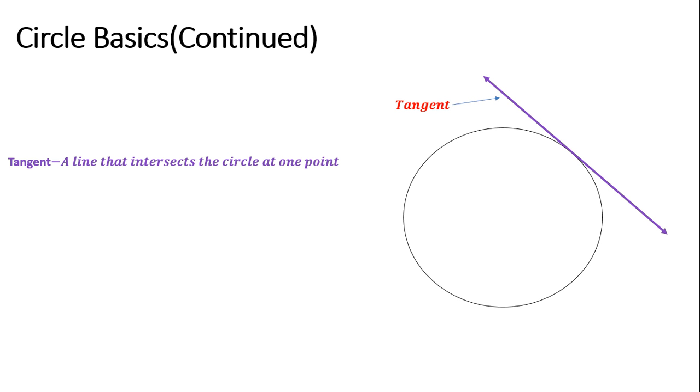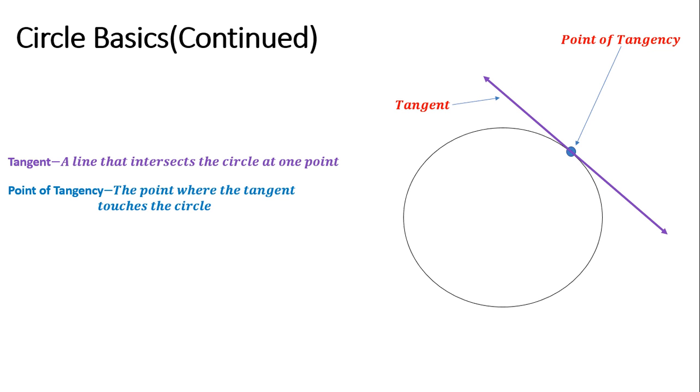So continuing with vocab, our fourth term is going to be a tangent. A tangent is a line that intersects the circle at one point, in exactly one point. Where a tangent line intersects the circle is called the point of tangency.